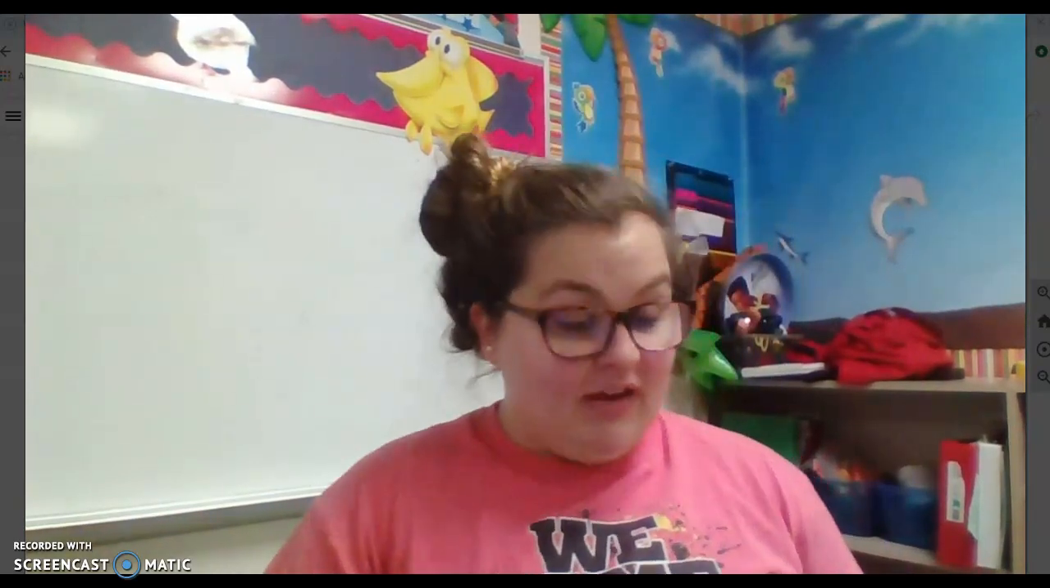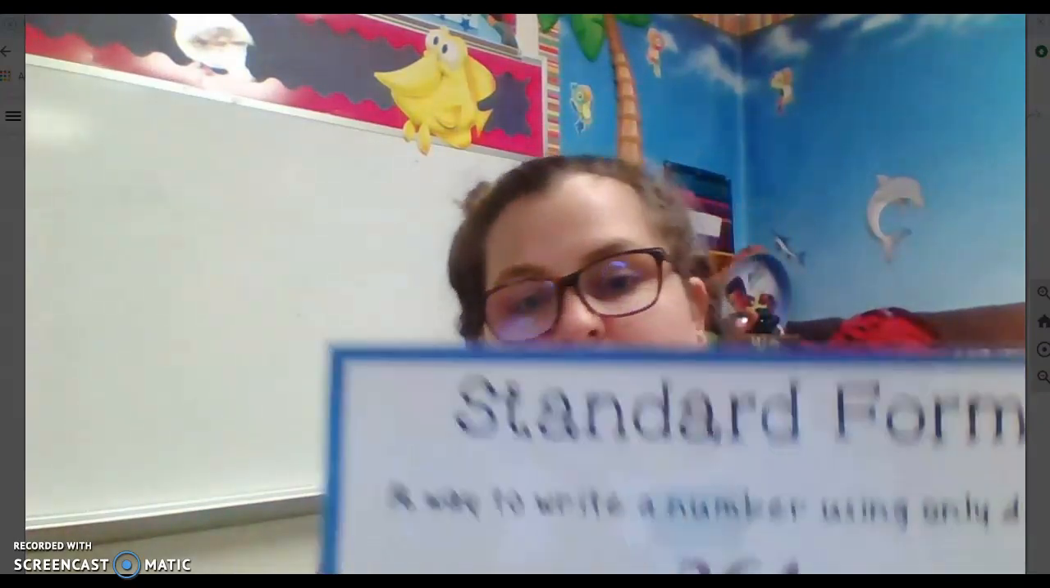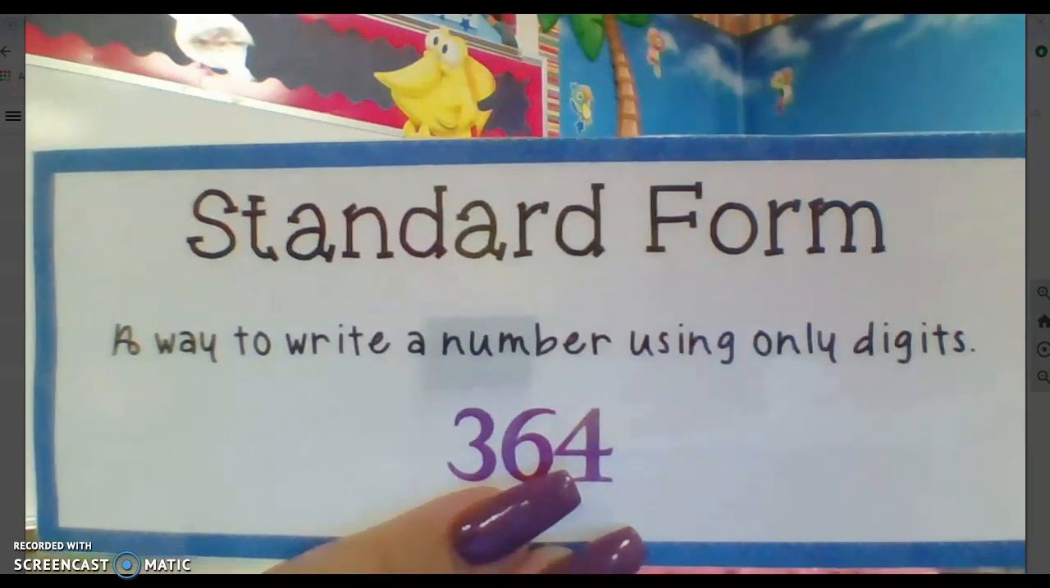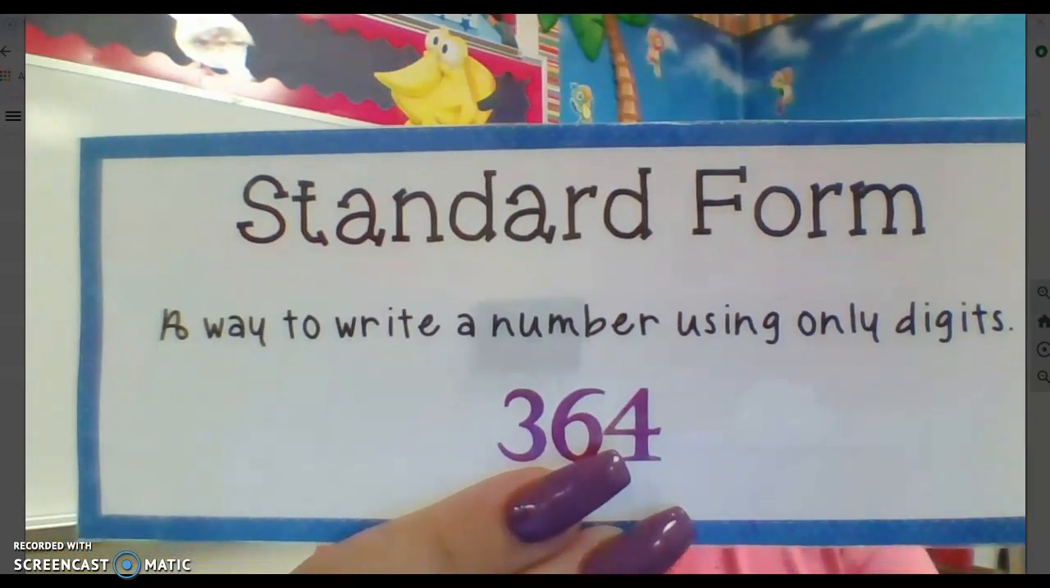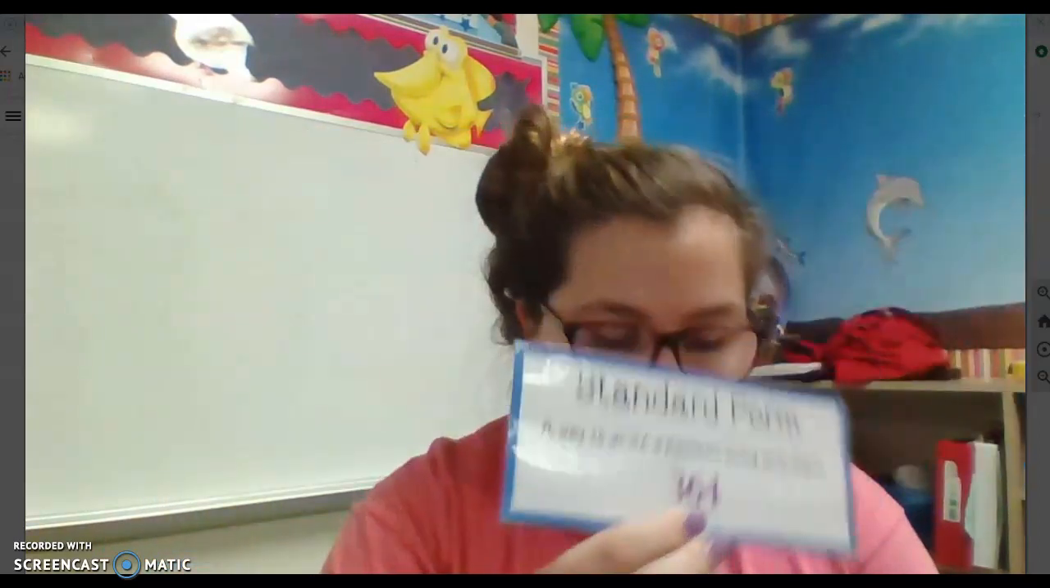We are learning about standard, word, expanded, and pictorial form. So let's get started. The first word we are going to learn about is standard form. Standard form is the normal way we are used to writing a number, a way to write a number using only digits, so 364.